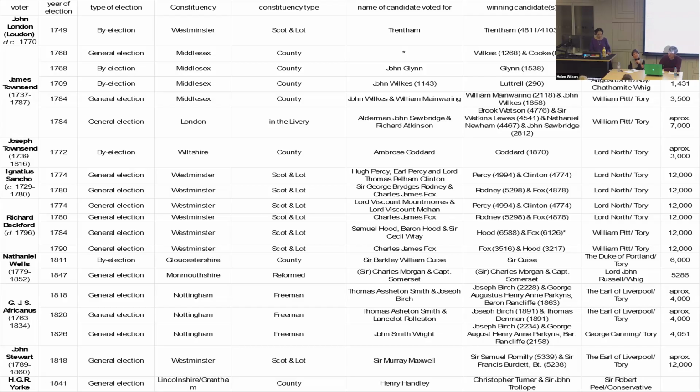In the elections of 1768 to 1769, his name is written with an H, so it's Townshend. The address is listed as Tottenham. I know he lived in Bruce Castle, Tottenham.